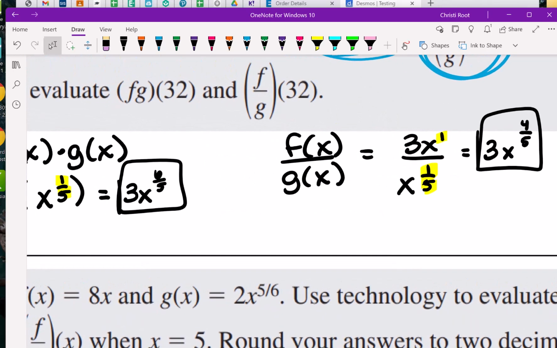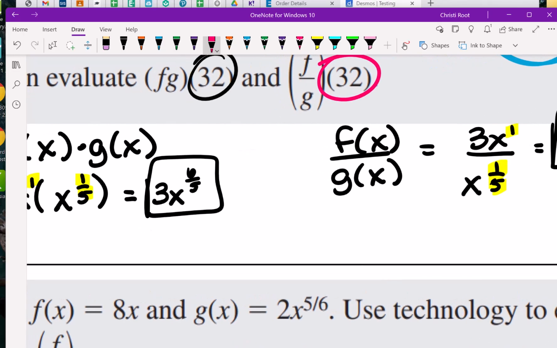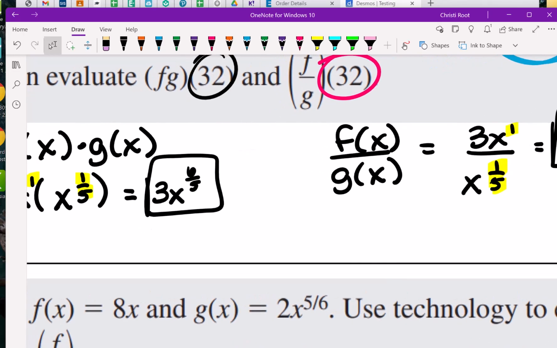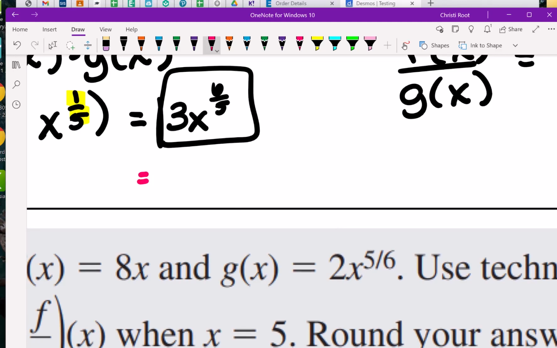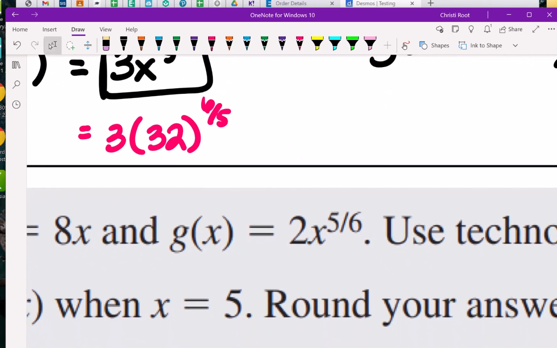So what we want to do here is plug in 32. You can use Desmos to do that, but it's actually really easy, so let's just plug in 32 by hand. I'm going to put 32 here, 6 over 5. Now, if you're doing it by hand, that's going to be a 5th root, and the most common 5th root is 32. So the 5th root of 32 is 2. Oh, that's a big number. I don't think I could do this by hand. Let's pop that in our calculator.